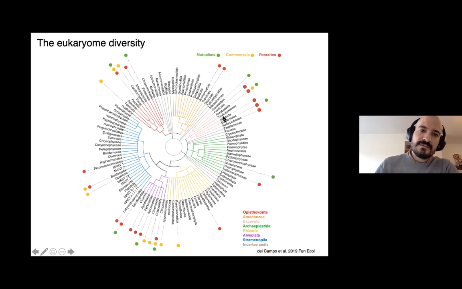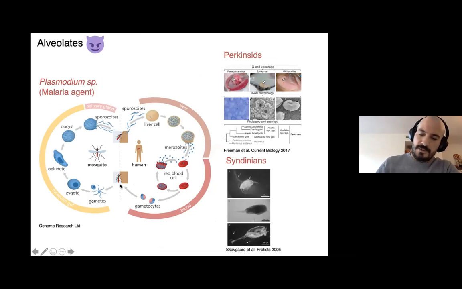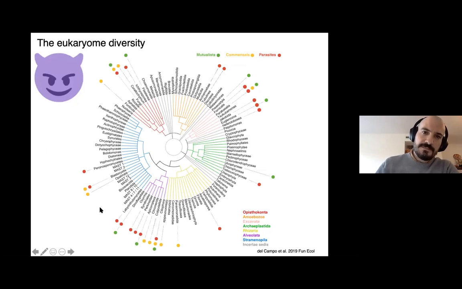So the excavates, the alveolates, and the opisthokonts. Now I'm going to show you some examples of organisms within these groups that are parasites, mutualists, and commensals. Let's start with parasites. So you can see here, most of the parasites are within the excavates and within the alveolates. Okay.